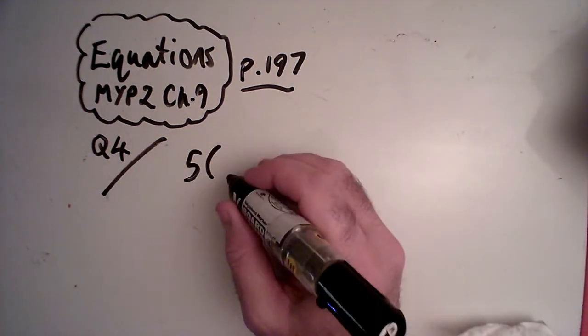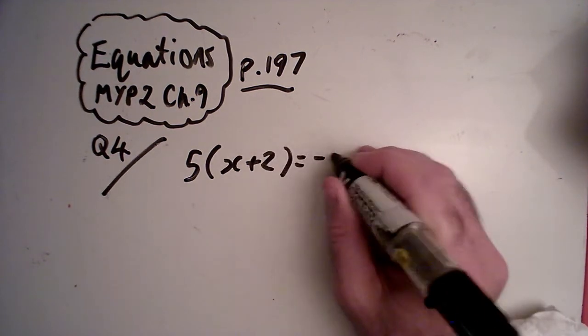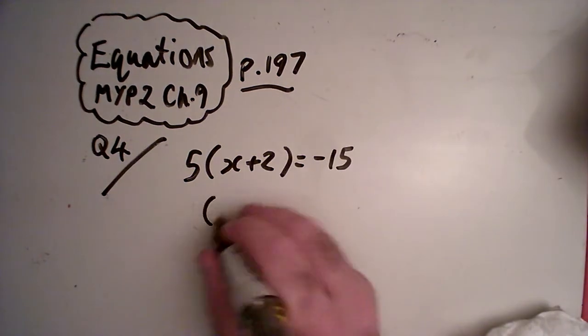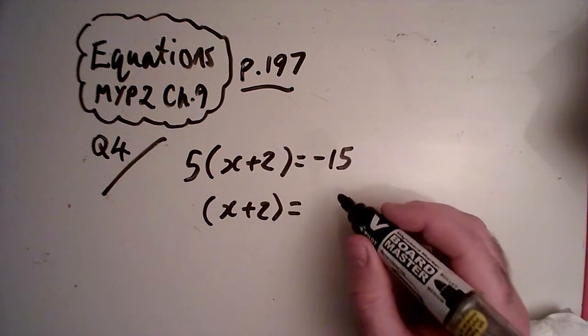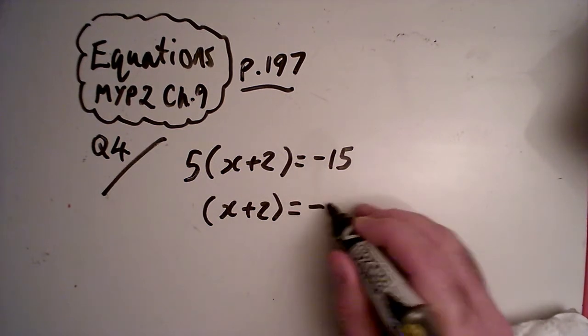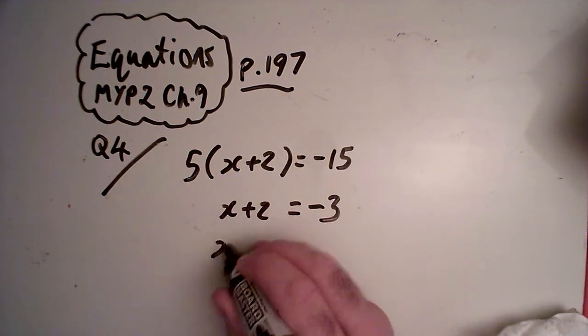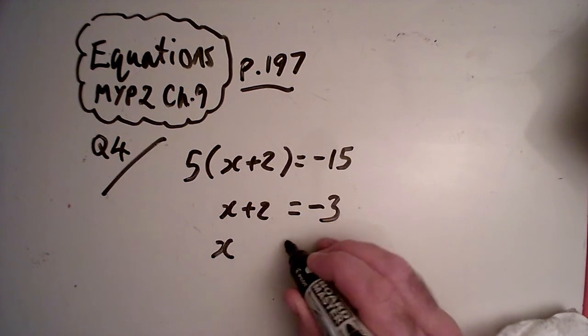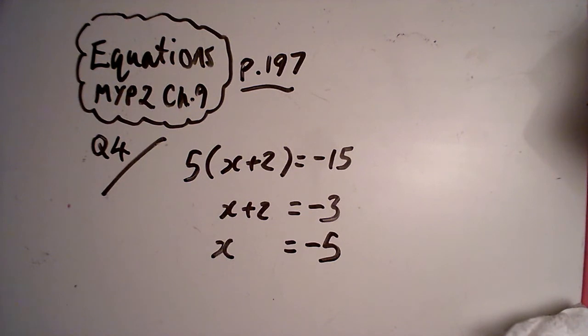5(x + 2) = -15, I think that says. I'd like to get that x + 2 bracket on its own, so I need to divide by 5. Dividing the other side by 5, -15 divided by 5 is -3. So dividing both sides by 5, x + 2 = -3. Don't really need those brackets anymore. So if x + 2 = -3, to get the x on its own I need to take away the 2, but then I need to take away 2 the other side as well. So that becomes x = -5. Moving on to question I.